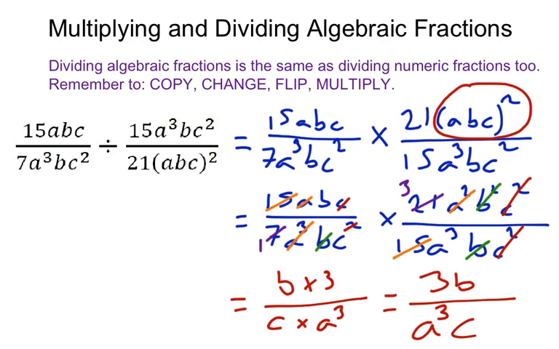So that's how we multiply and divide algebraic fractions. We do it exactly the same way as with numeric fractions. Multiply numerators and multiply denominators, and for division, copy the first fraction, change the divide sign to a multiply sign, and flip the second fraction before multiplying in the normal way.